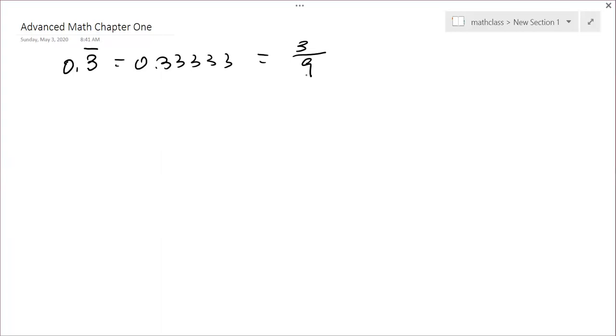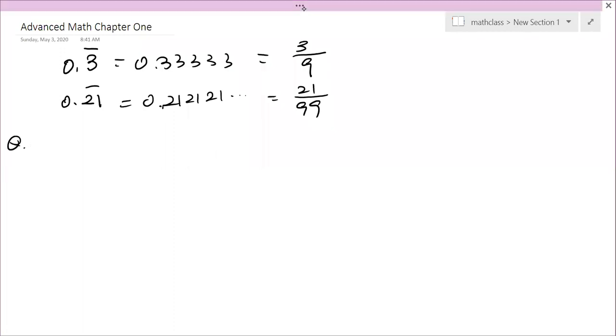So a rational number can be written as a fraction, or can be written as a number in decimal form with repeating digits. Then if it's 0.21 with a bar, for example, that will be 0.212121, right? So 2 digits will be repeated, and that will be converted to 21/99.